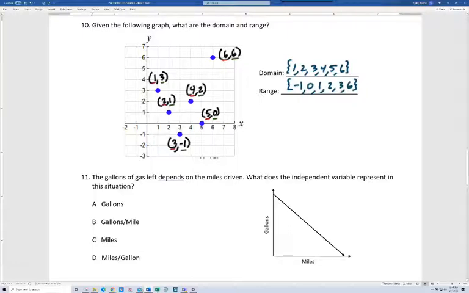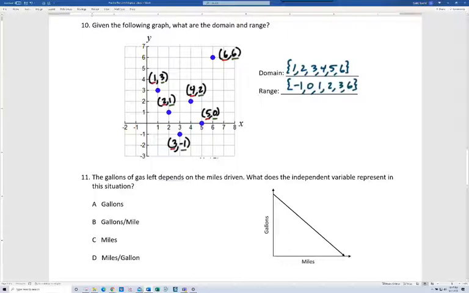All right, number 11, the gallons of gas left depends on the miles driven. What does the independent variable represent in this situation?